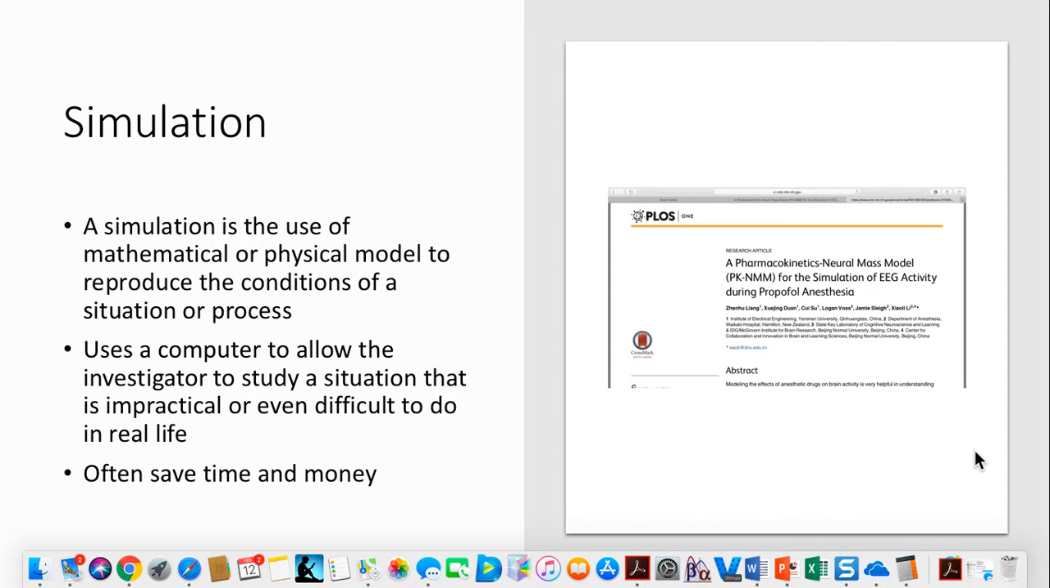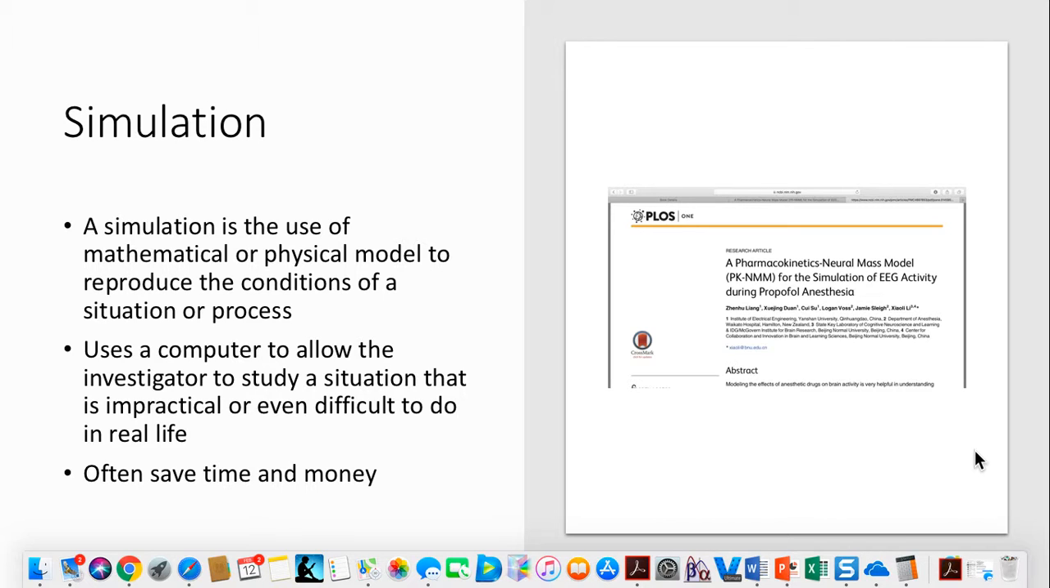And this is where using that computer will allow the investigator to study a situation that is impractical or even difficult or impossible to study in real life. Oftentimes this can save time and money. For example, you might be interested in if we change flight patterns on airplanes, what effect that has on airplane accidents. Well, we can't really do that ethically, can we? But we can certainly simulate something like that, and I imagine the airlines have done that.